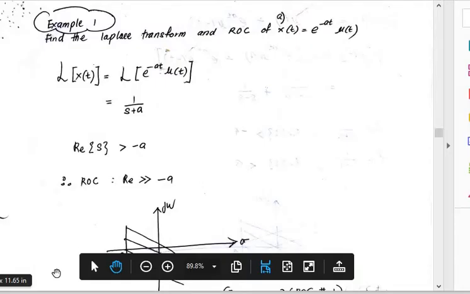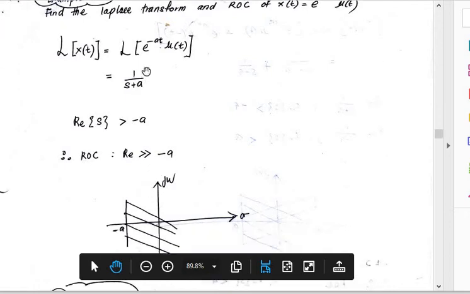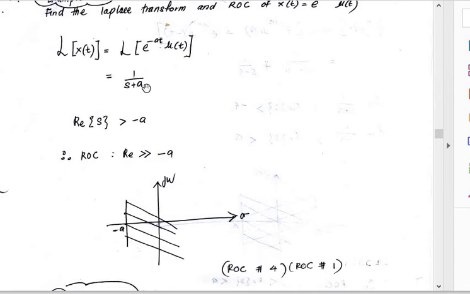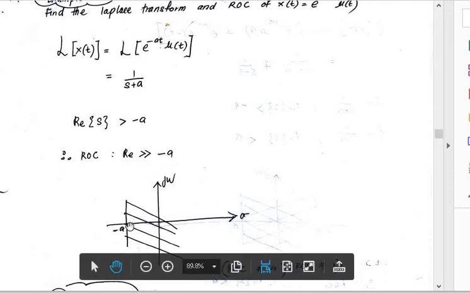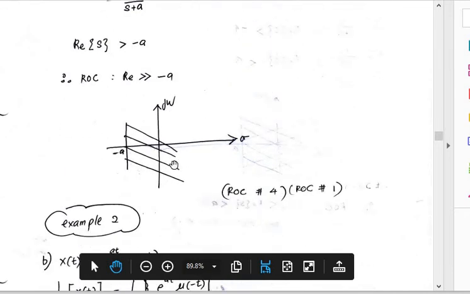Okay, let's look at the example. For the Laplace transform of x(t), you get 1 over s plus a. So the ROC is more than negative a, which means the ROC is at the right-hand side. This is covered by ROC property 4 and ROC property 1. Property 4 means it is to the right of the rightmost pole, and property 1 means it should cover the j omega axis.